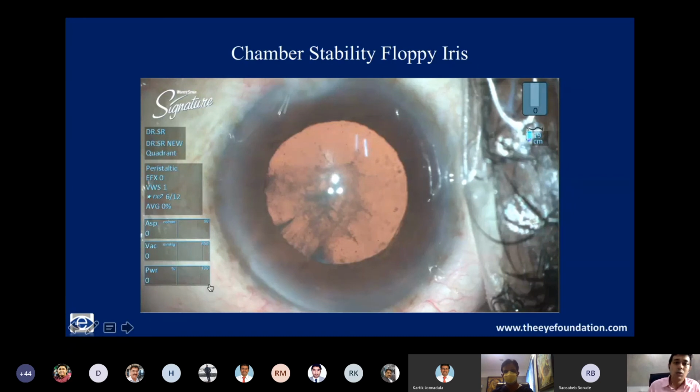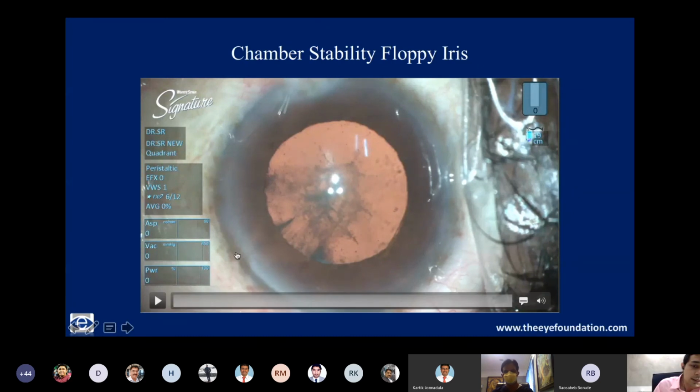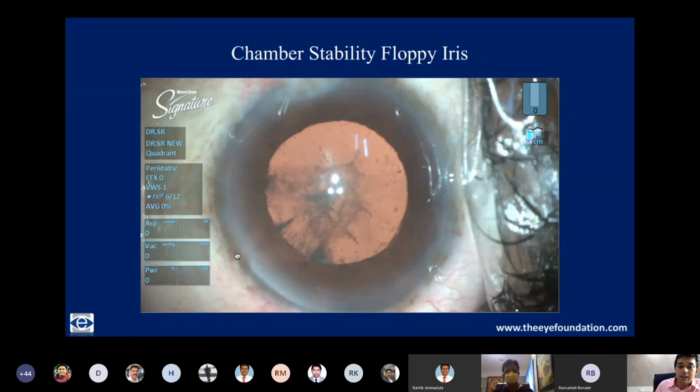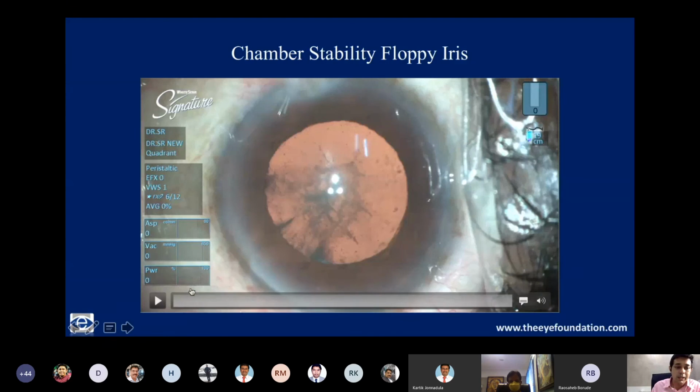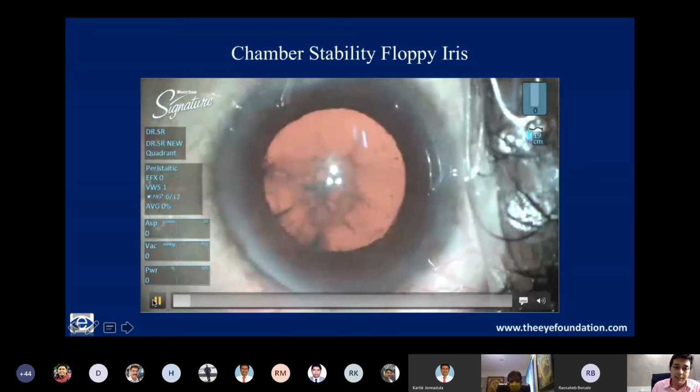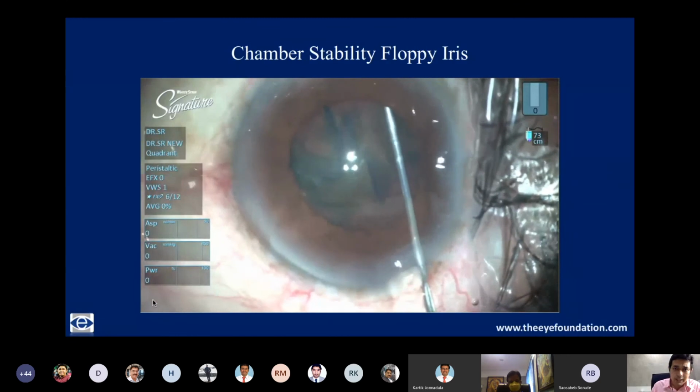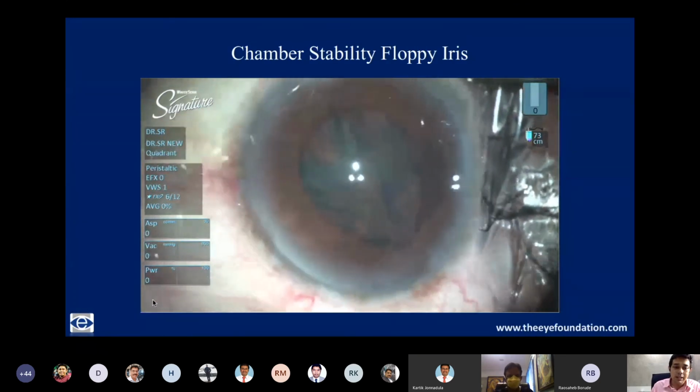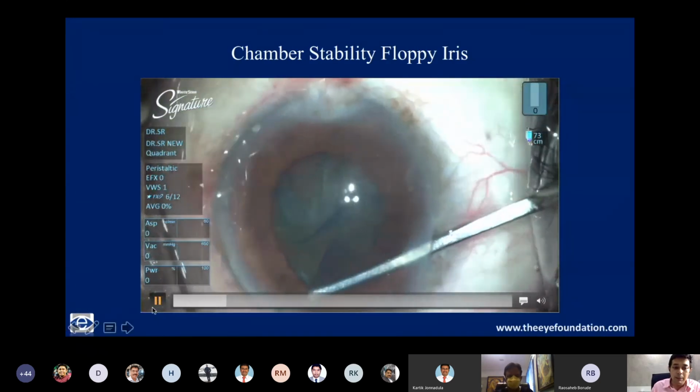I'll then move on to a simple case with a floppy iris. It's a relatively soft cataract. Now, this was not a patient where I was expecting a floppy iris, where there was no previous history of Uromax or tamsulosin usage, and where I had proceeded normally like a regular case under topical anesthesia. And when I do the hydrodissection is when I see that the iris is now flopping in place.